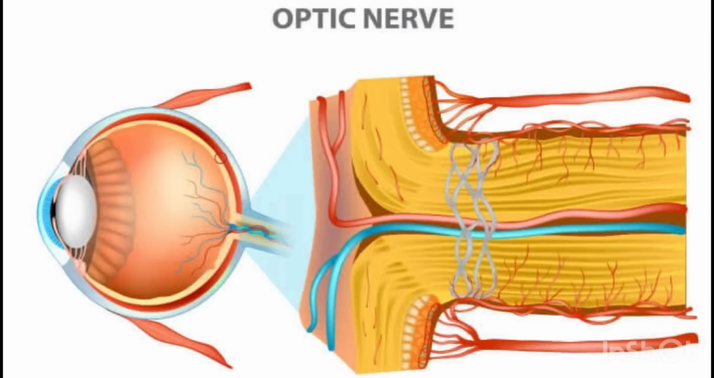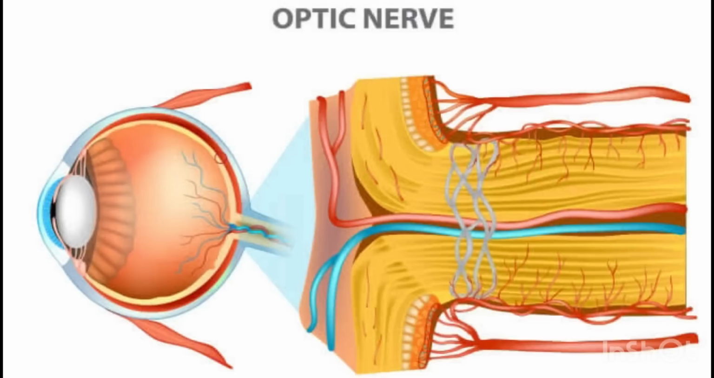Then the fourth one is the optic chiasm. After leaving the eyes, the optic nerve fibers from each eye partially cross over at a point called the optic chiasm. This allows information from both eyes to be processed by both hemispheres of the brain.